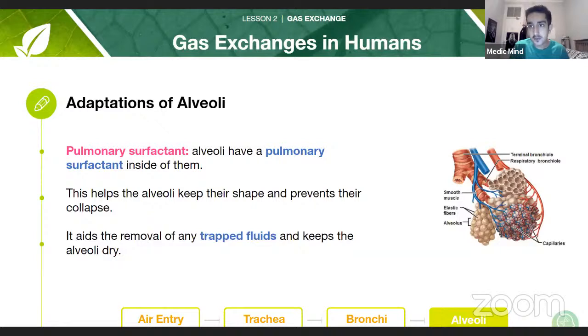How can smooth muscles constrict and dilate in bronchioles when it has cartilage? Surely cartilage is rigid. Yes, cartilage is rigid. Well, not fully rigid, but yes, cartilage is kind of rigid. So I'll draw you out a picture of it.